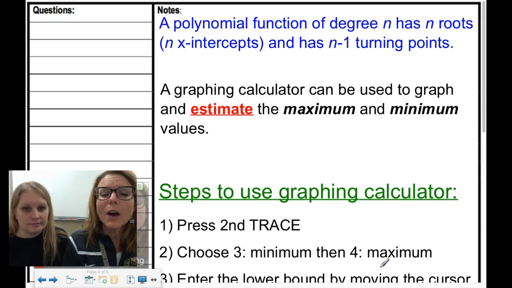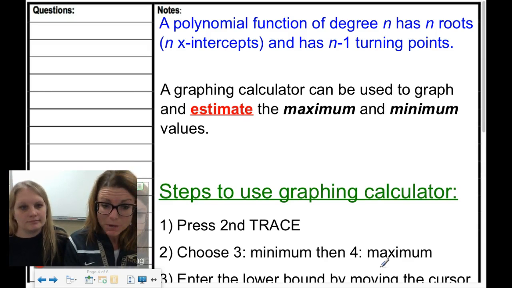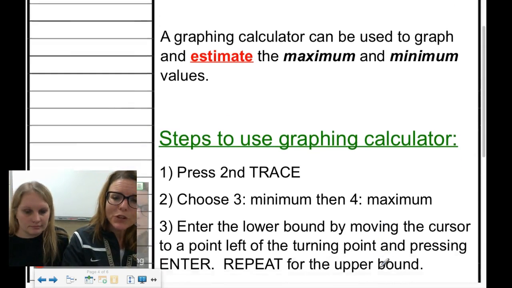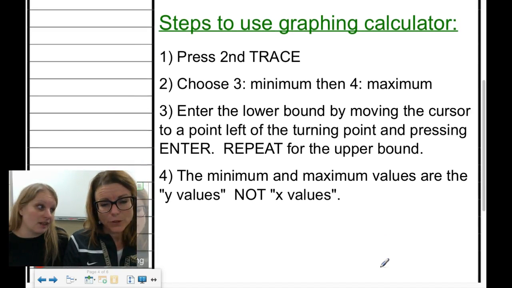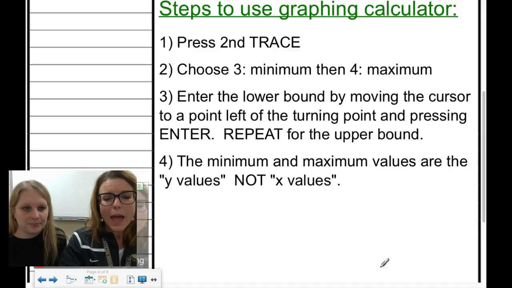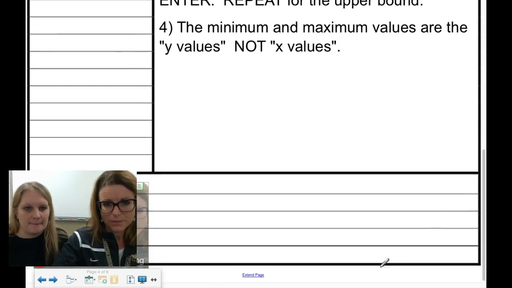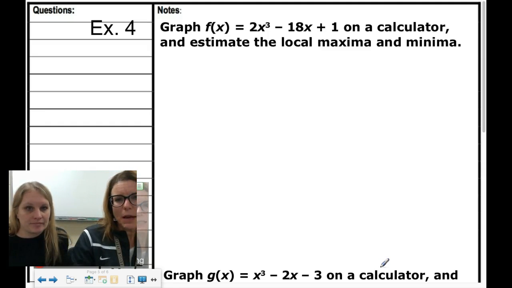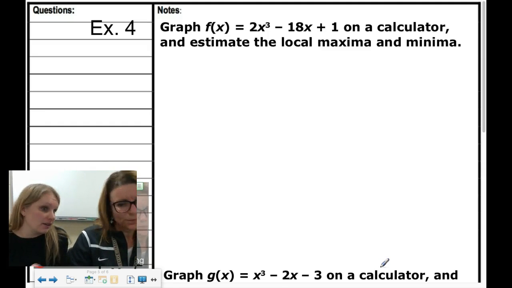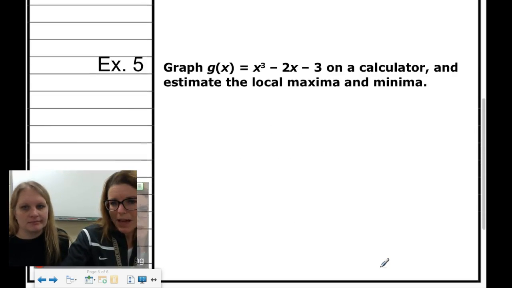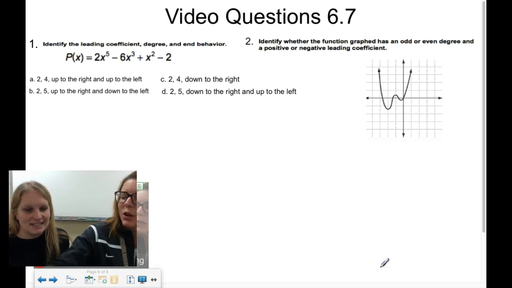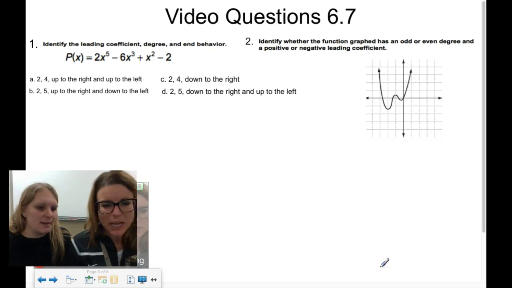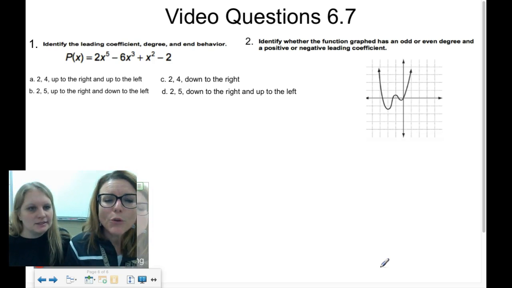A graphing calculator can be used to graph and estimate the maximum and minimum values. So whenever it says steps to using graphing calculators, we obviously cannot do this in a video, so we will have to do that in class. And notice example 4, graph on a calculator. We're gonna save it for class. And notice example 5, calculator. Save it for class. So I'm wondering, should we go back and finish those, or let's be done. Okay, so let's go through this.